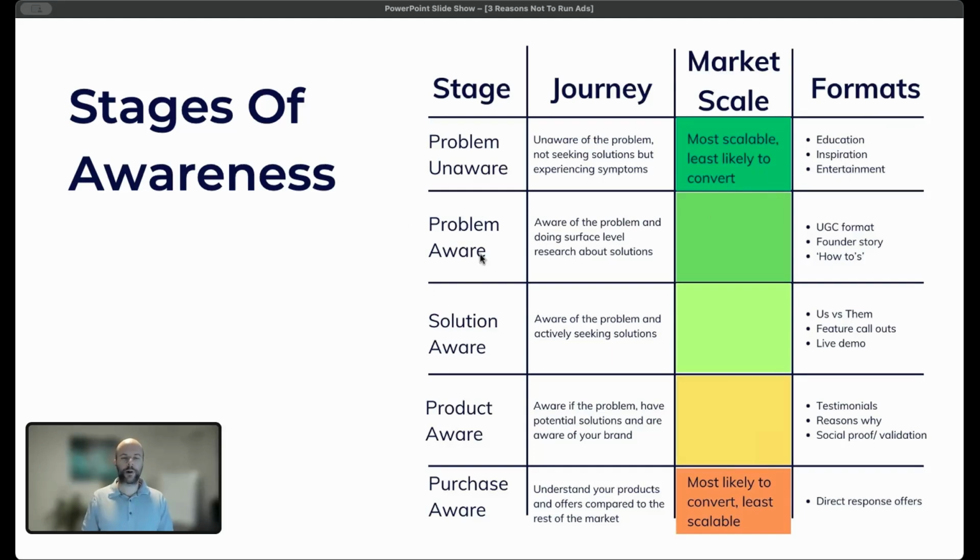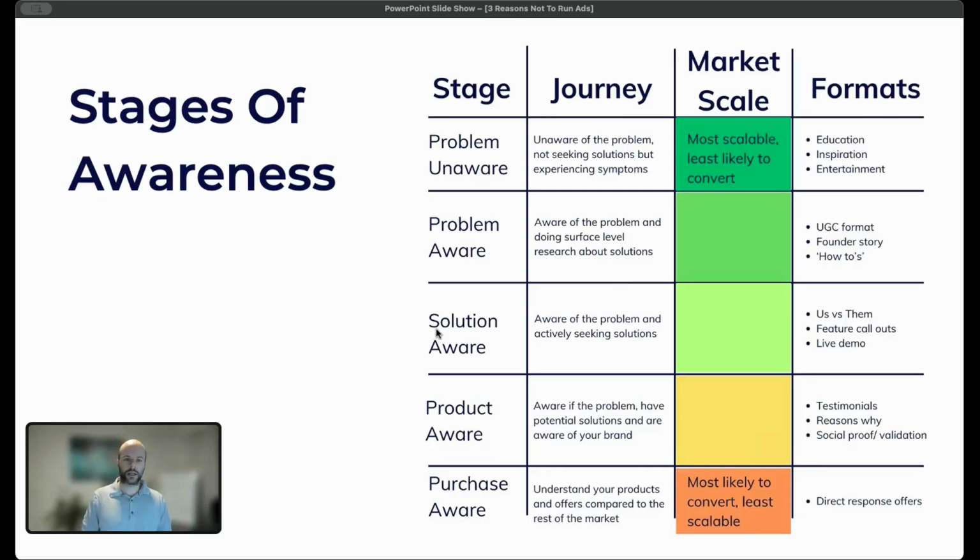The ones who are problem aware are the ones who know that they have a problem, but they haven't really found a solution or even bothered trying to look for a solution. So we might use UGC formats, getting people talking about their experience with our product or offer, founder stories and how-to based content.